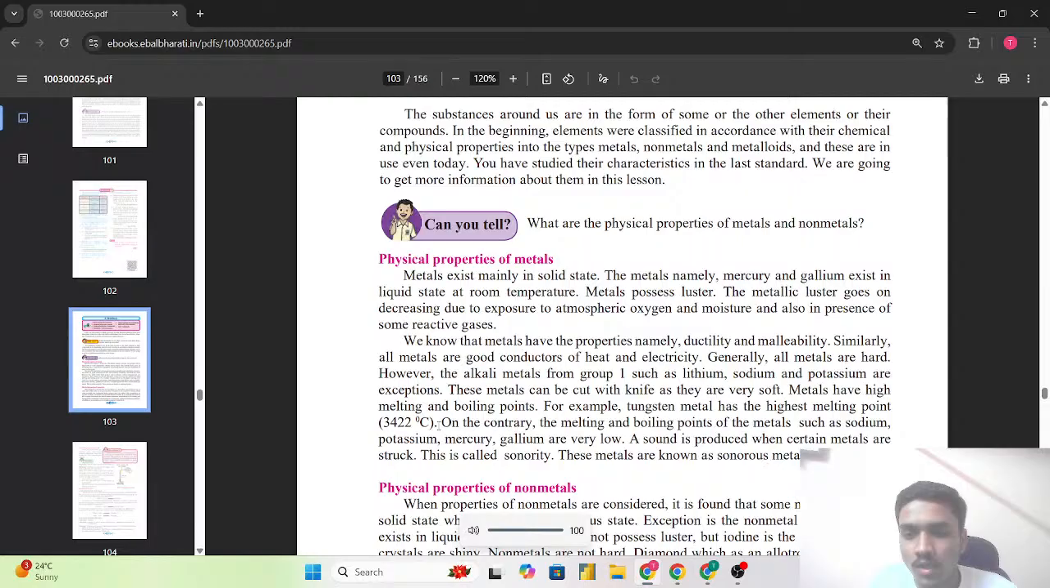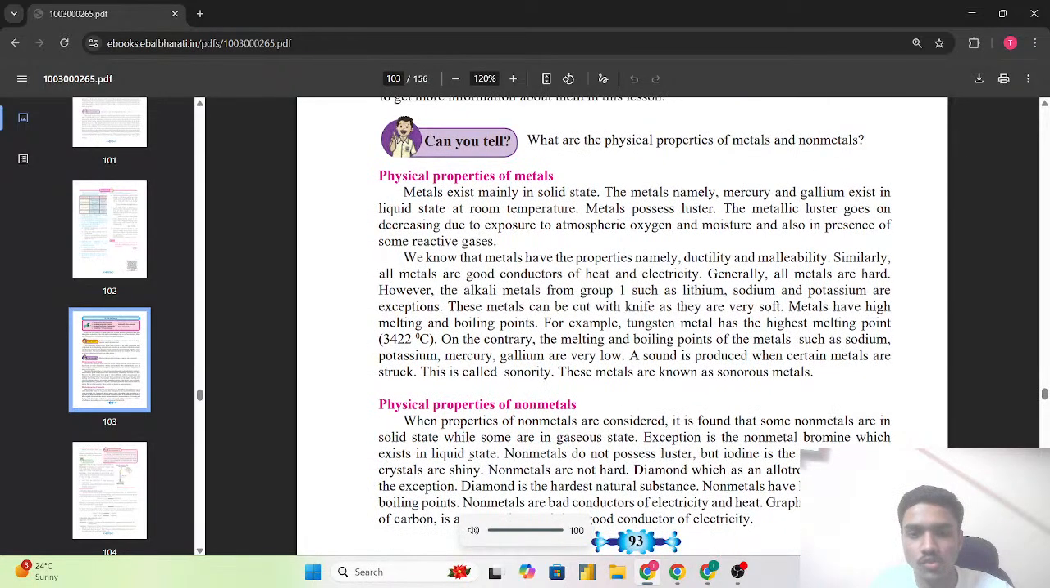So a sound is produced when certain metals are struck. This is called sonority. These metals are known as sonorous metals. So this type of metals are called sonorous metals.